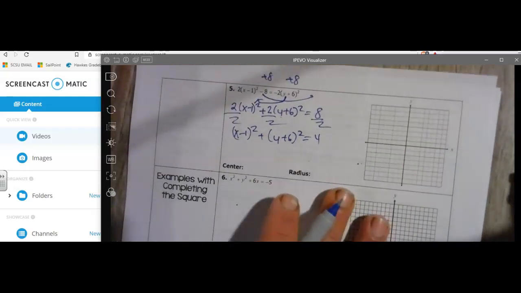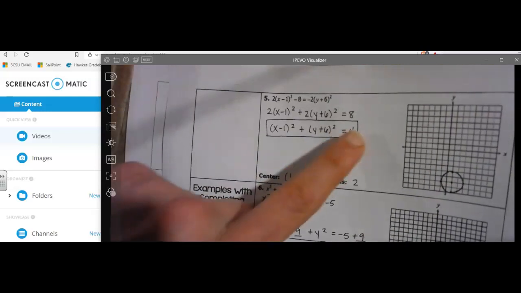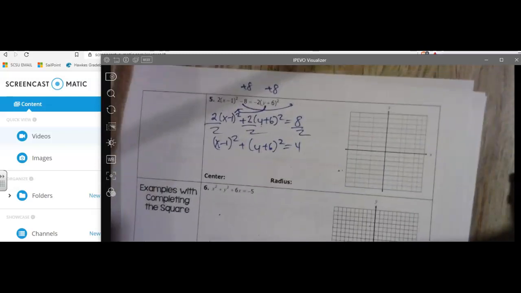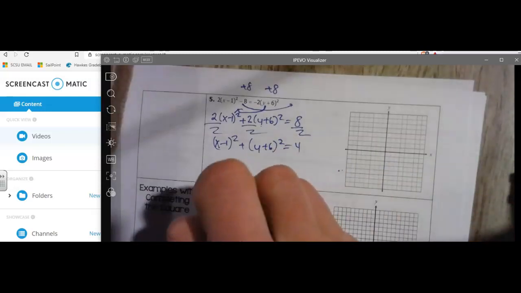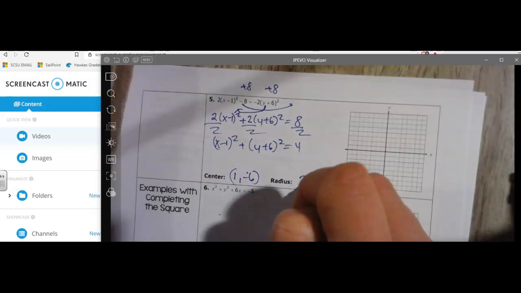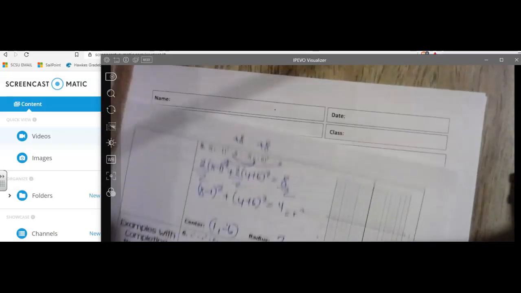So remember, go back to the original equation for a circle, like this one, and say, okay, yeah, that's the right format. That's the format that we're looking for. So what do we need to do now? We know the center is 1, comma, -6. The radius is going to be 2. Careful, it's not 4, it's 2, because this is radius squared, okay?